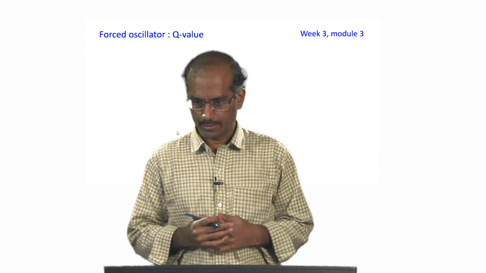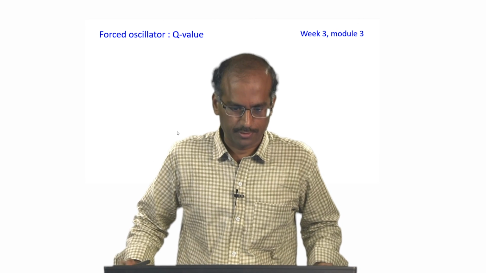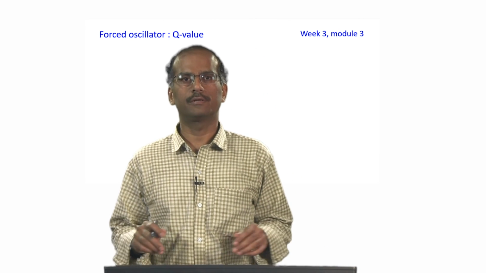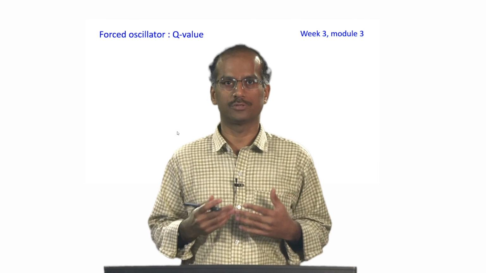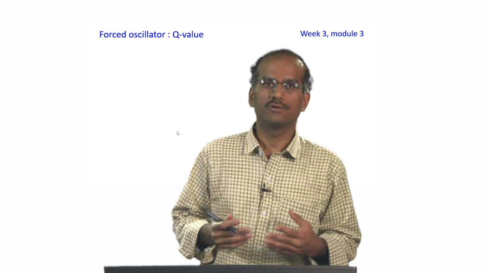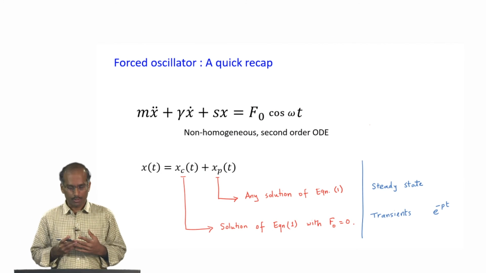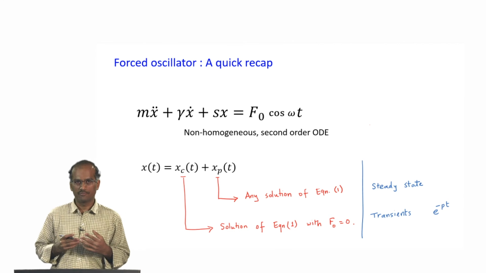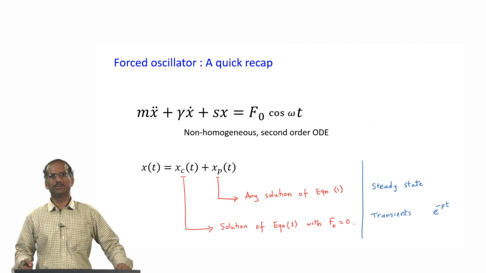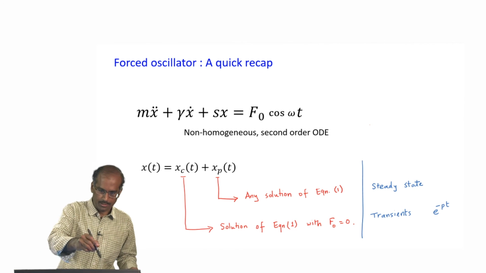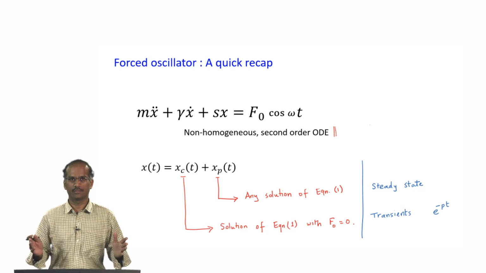Welcome again, and we will continue our explorations with the forced oscillator, and in particular today's module we will look at Q values once again for forced and damped oscillator. So, we wrote down the equation of motion for a forced and a damped oscillator. Turns out that it is a non-homogeneous second order ordinary differential equation. That is the kind of description.